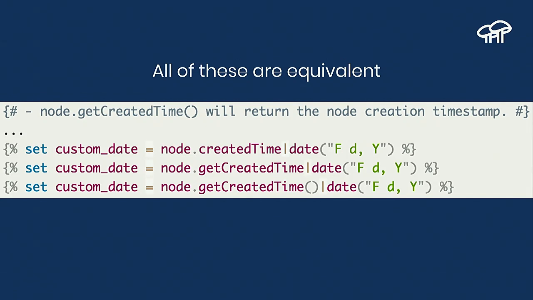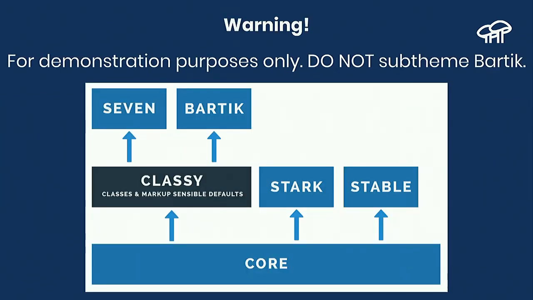And they are equivalent. Now, a word of warning. This was for demonstration purposes only. There are many reasons not to do what I just did. One, I took the template from Bartik, and you are never supposed to sub-theme from Bartik. In Drupal 8, you either choose Stable or Classy as your base theme from the ones that Core provides. At the end of the slide deck, there is a link to a presentation where you can learn more about this.